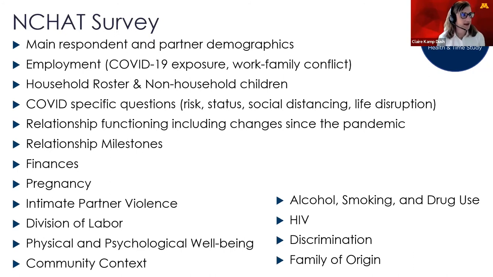The survey, as I mentioned, includes main respondent and partner demographics. Of course, we have information about employment, such as exposure to COVID-19 and indicators of work-family conflict. We have a full household roster, and we also know about non-household children. We have COVID-specific questions, such as your perception of how much risk you have, social distancing, and how disrupted your life is. For relationship functioning, we have a few different measures, including some direct items such as how you think your relationship has changed since the pandemic.